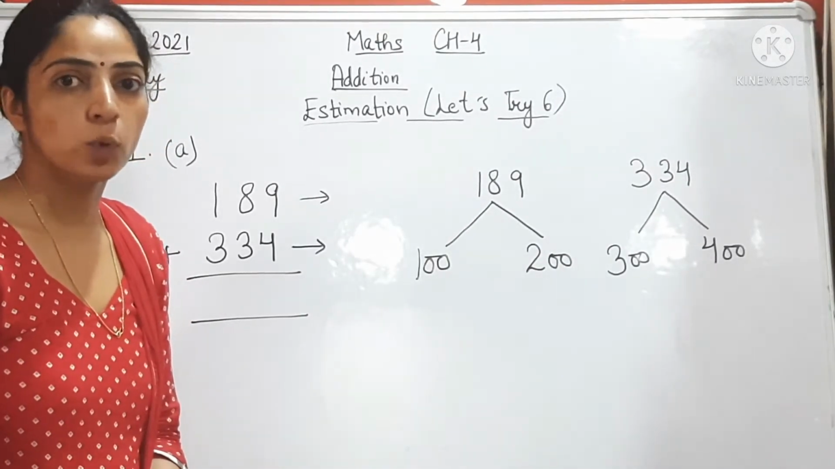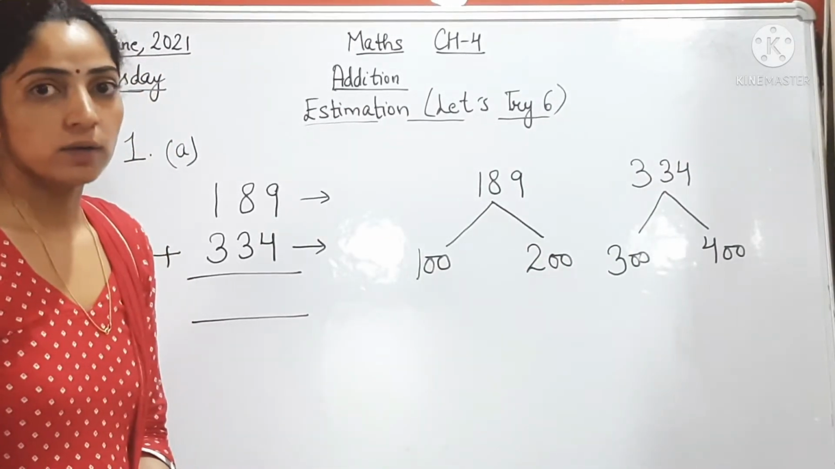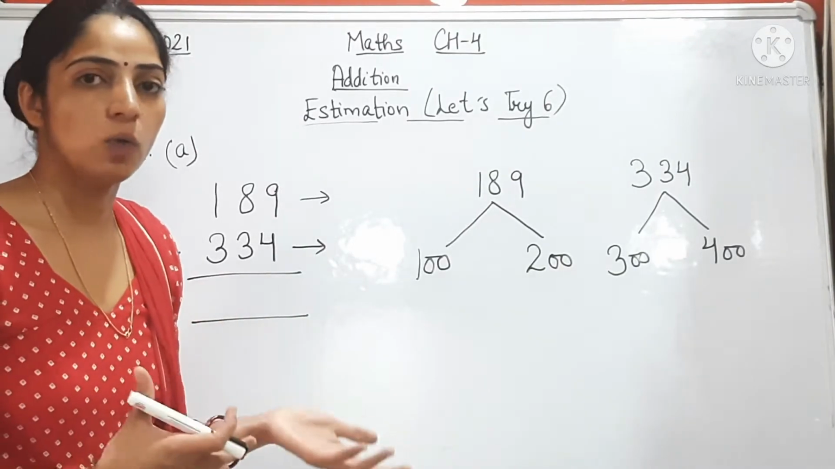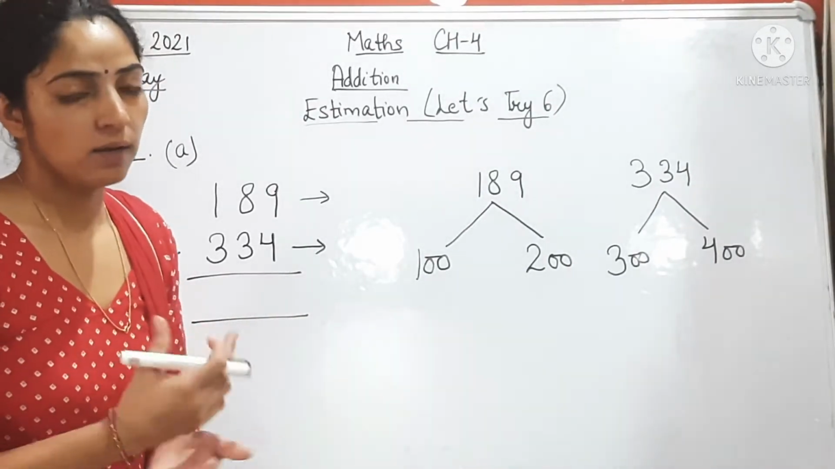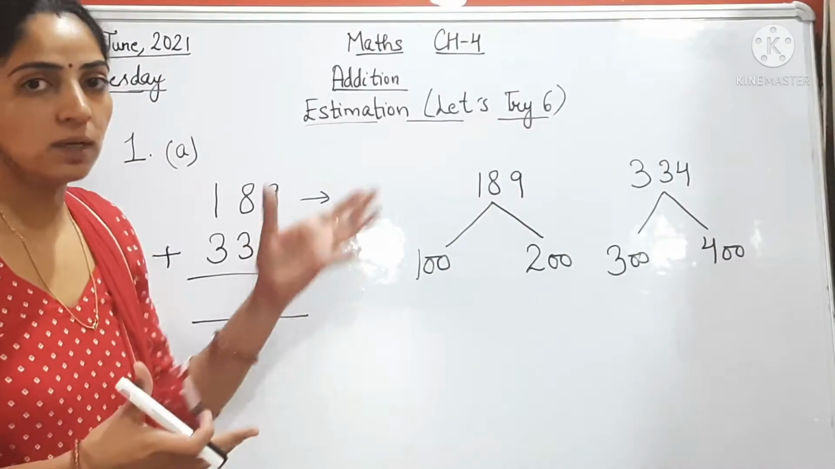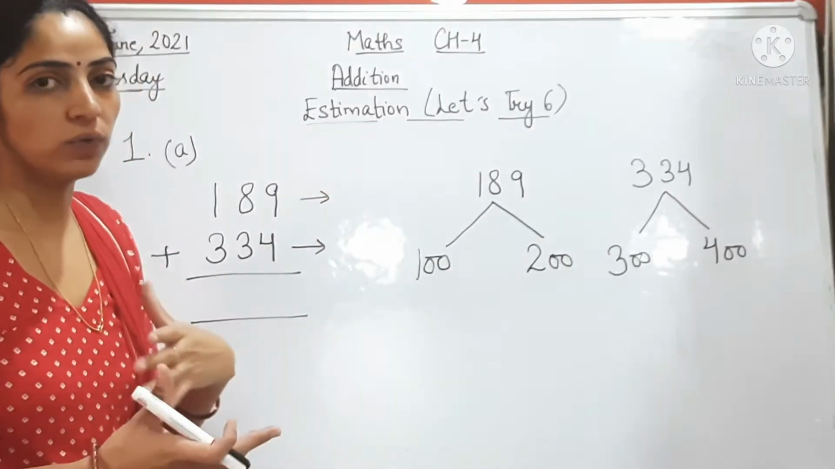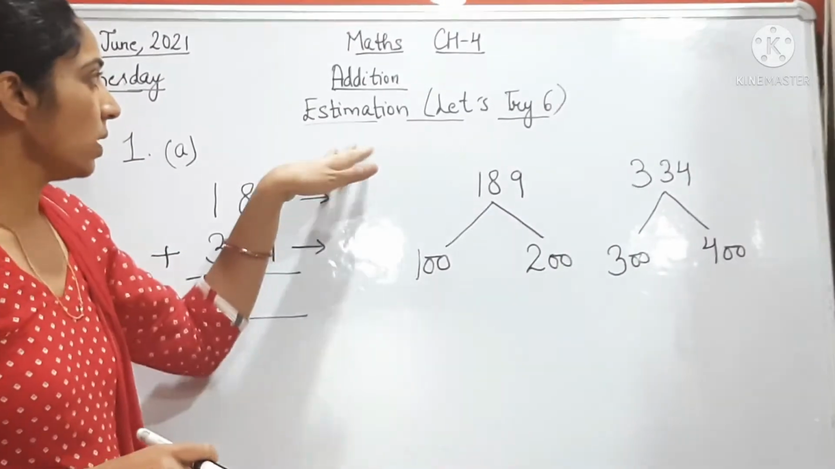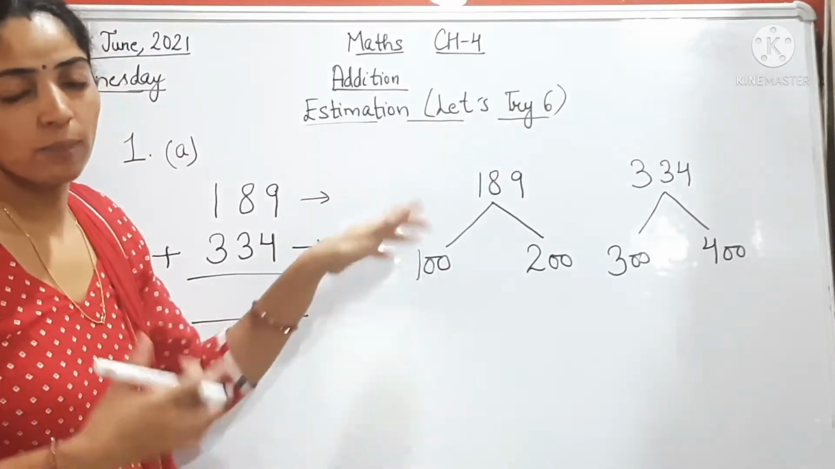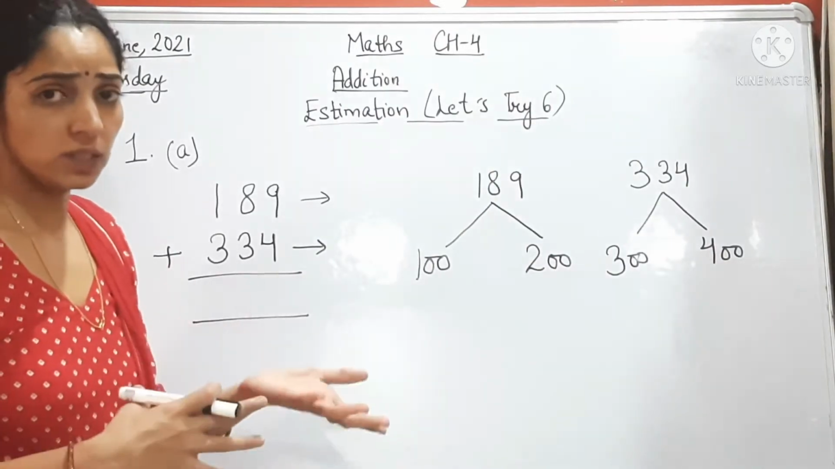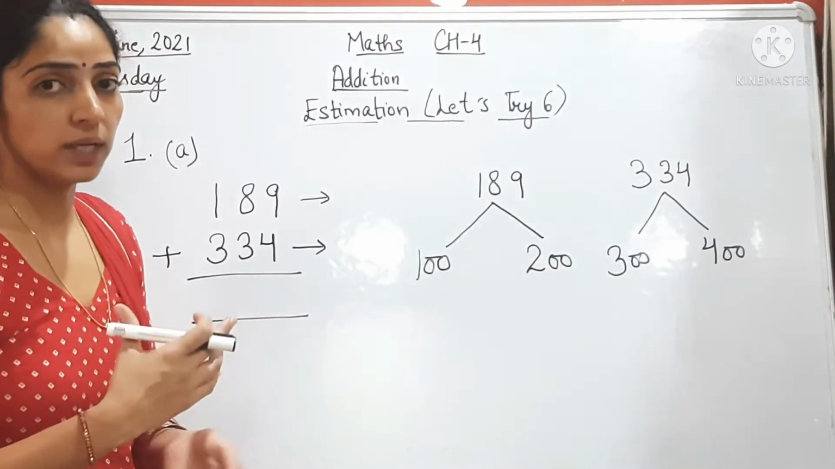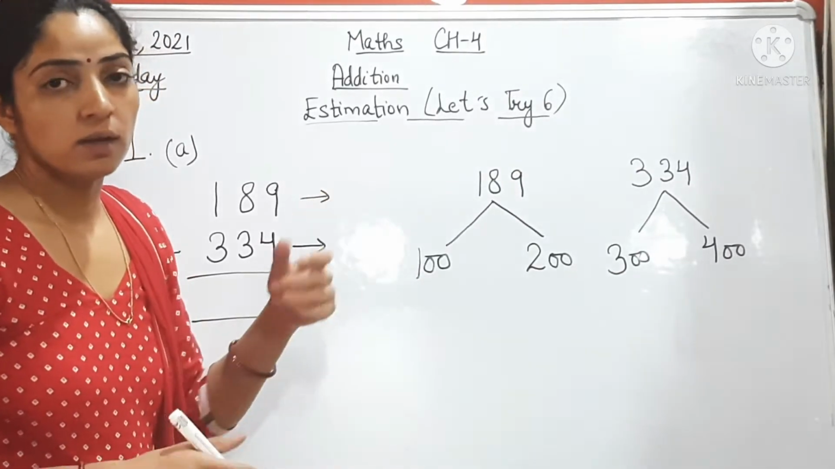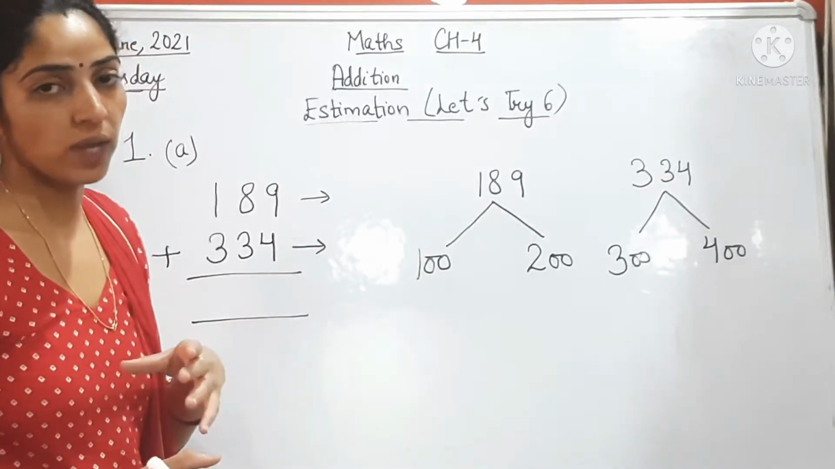Estimation means approximate. Some terms we use in estimation are about, close to, nearby. Or we say approximate value. In estimation, we use an approximate value that is close to the actual value. So by using estimation we can get the rounded value of any number.